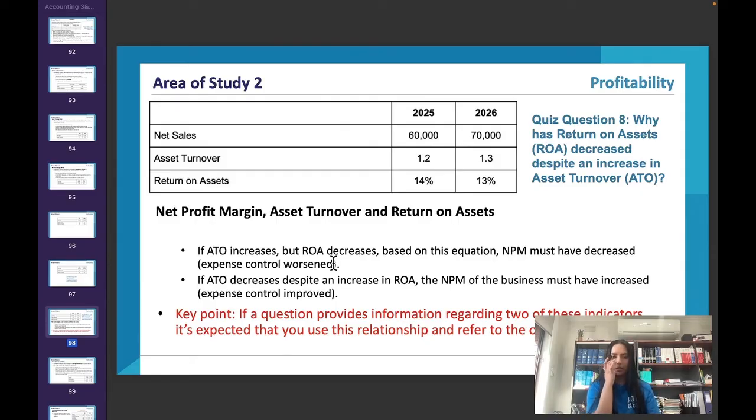So if a question provides information that includes return on assets, net profit margin, and asset turnover, and they include two of these three, then you need to know this relationship, understand why it occurs, and refer to the other indicator that isn't provided. In this case, net profit margin wasn't provided, but they did provide asset turnover and return on assets. So you need to be able to analyze those changes to understand how changes in asset turnover and return on assets indicate the change in net profit margin.